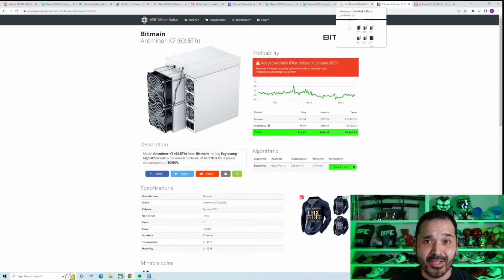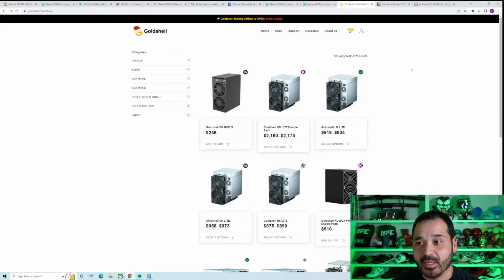So even if it is something you want to look at, let's say you have solar, you have access to super, super cheap electricity, the prices are going to go down. So even at that price, give it a couple of months. The prices are going to go down. You can even see on the Goldshell website, everything is going super cheap. Again, they're kind of in the same boat, where they're going to try to clearance everything out essentially.